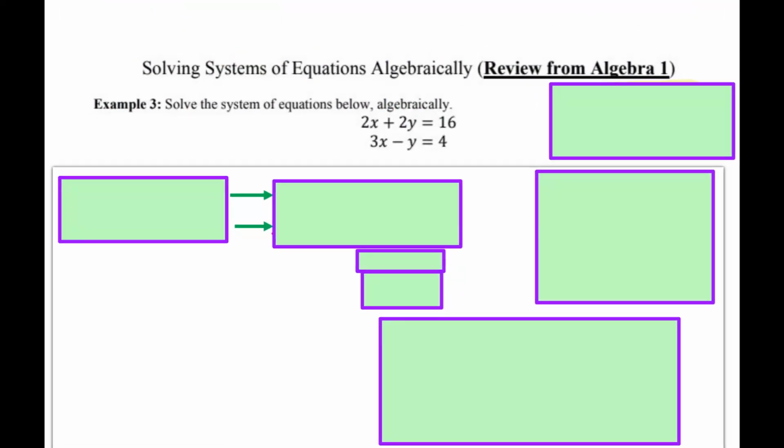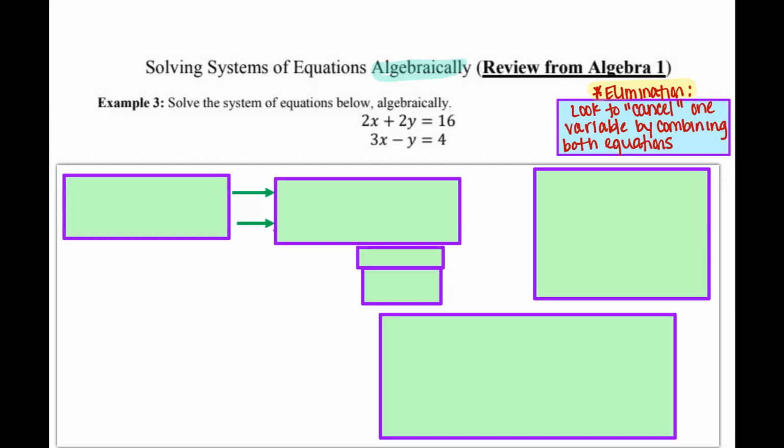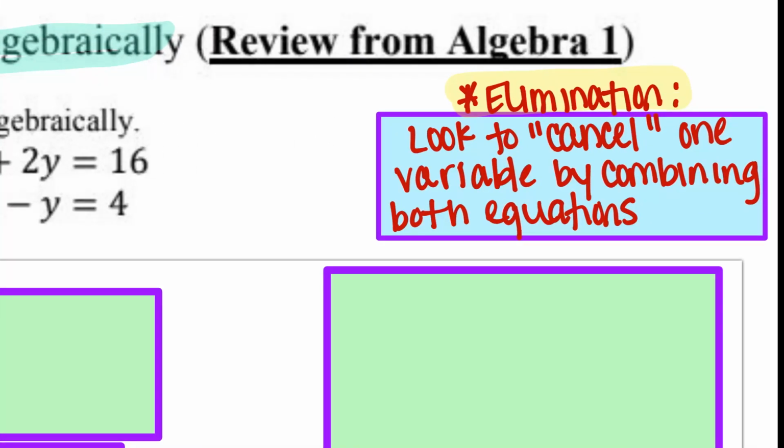this again is a review from Algebra 1 of solving systems algebraically. Okay, there are 2 options to solving systems algebraically. We're going to look at both of them. The first one is using elimination. Okay, you're going to look to cancel or eliminate one of your variables by combining both equations.